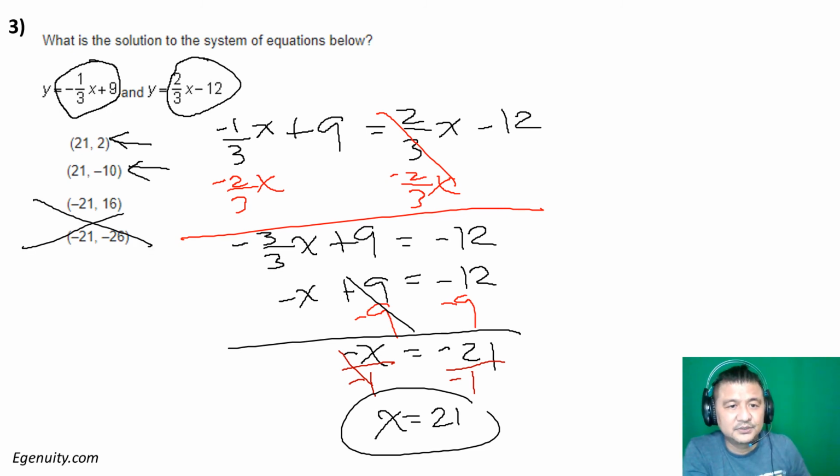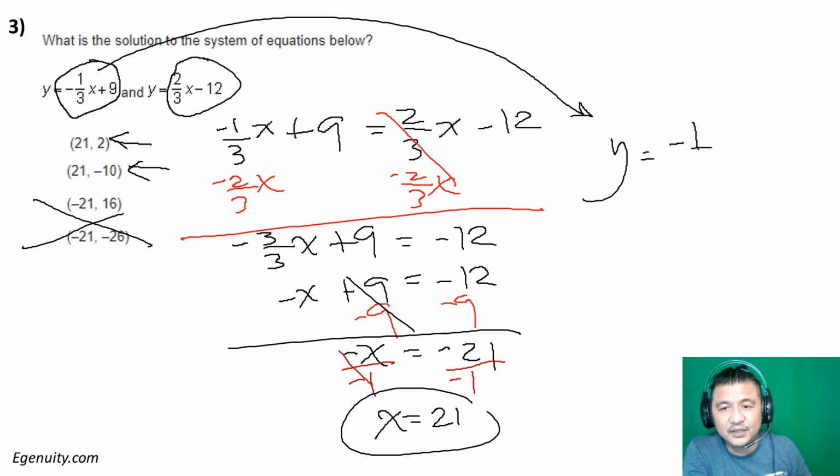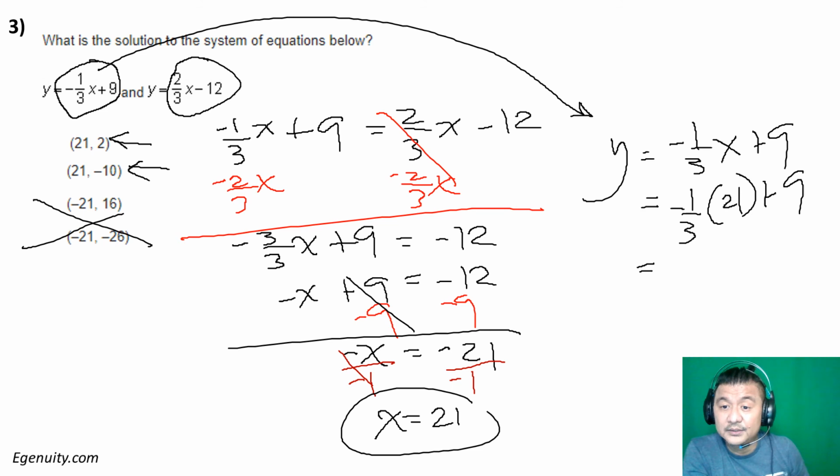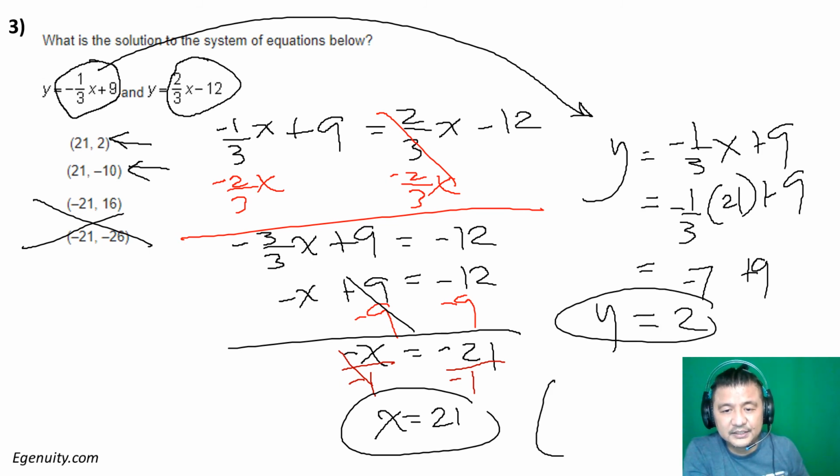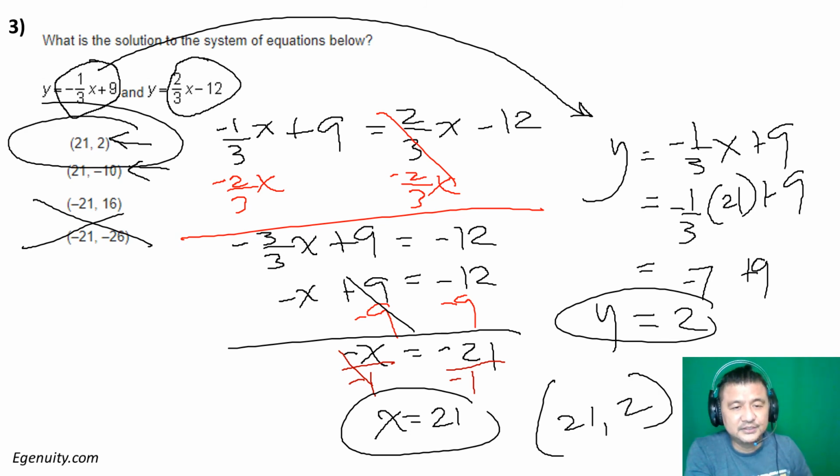Okay, so let's substitute now. Let's use the first equation. It looks easier. Y is equal to negative 1/3 x plus 9. Substitute your x. Negative 1/3 times 21 plus 9. All right. What is 1/3 of 21? Just divide it by 3. You get a 7. Negative 7 plus 9. All right. That becomes positive 2. Put them together. That becomes 21, comma 2. And the correct answer is that one.